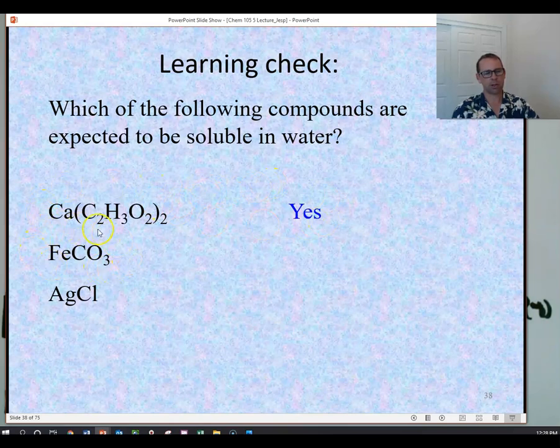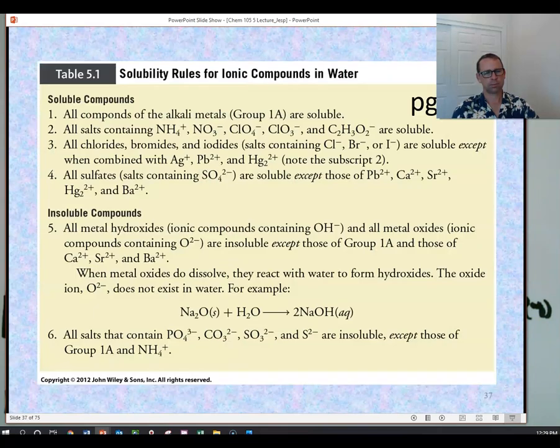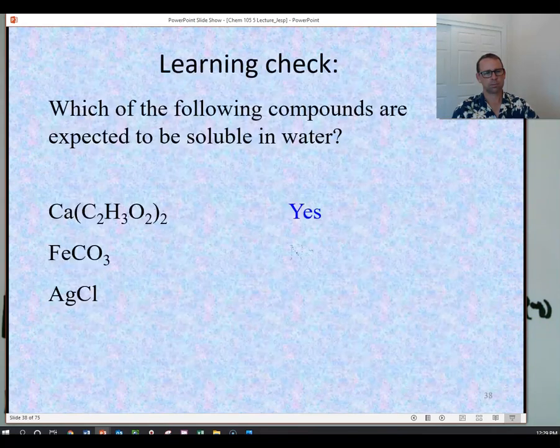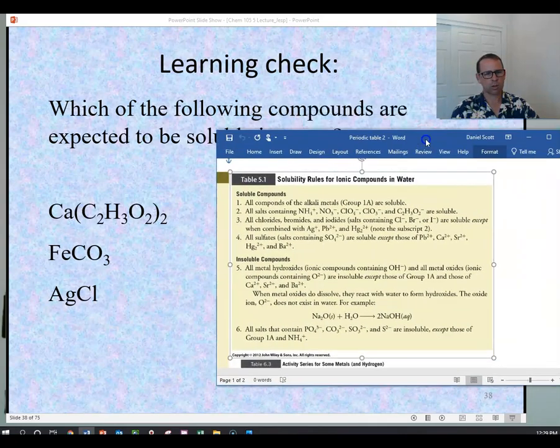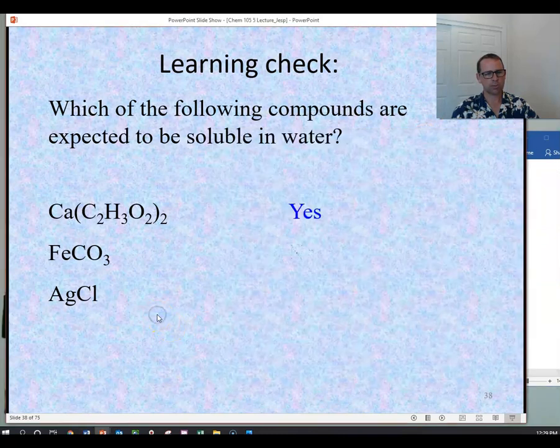How about our next one? Iron 2 carbonate. Number 6: all salts that contain phosphate, carbonate, and sulfate, and S2 are insoluble. Insoluble. Very good. So, carbonate, insoluble. Excellent. How about the last one there?